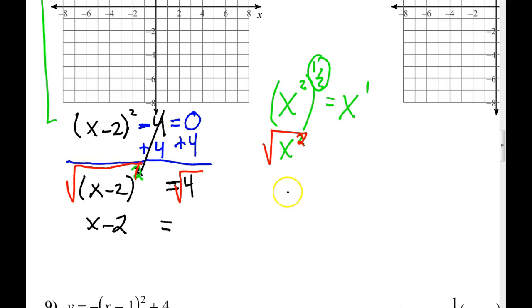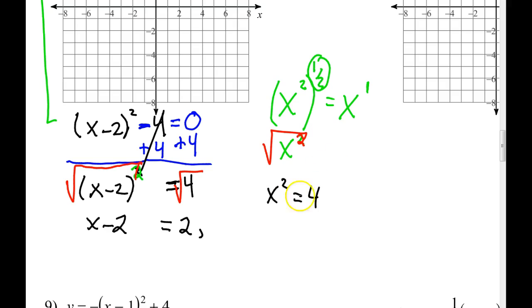Now, what number squared equals 4? Right? So the square root of 4. So what number squared equals 4? And what else? What else? What other number? What other number times itself equals 4?